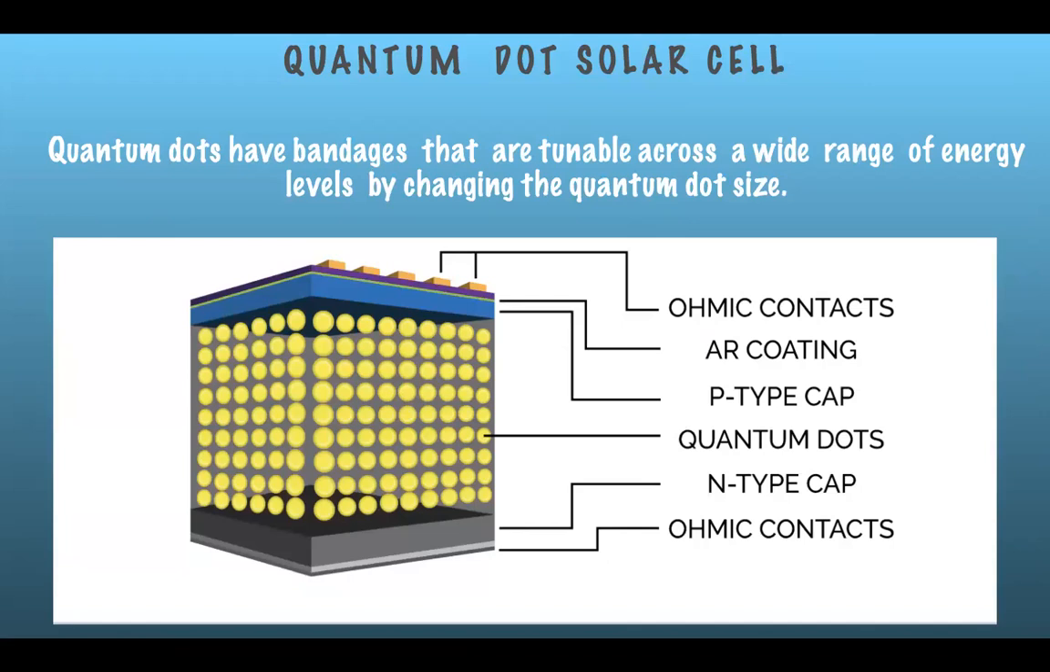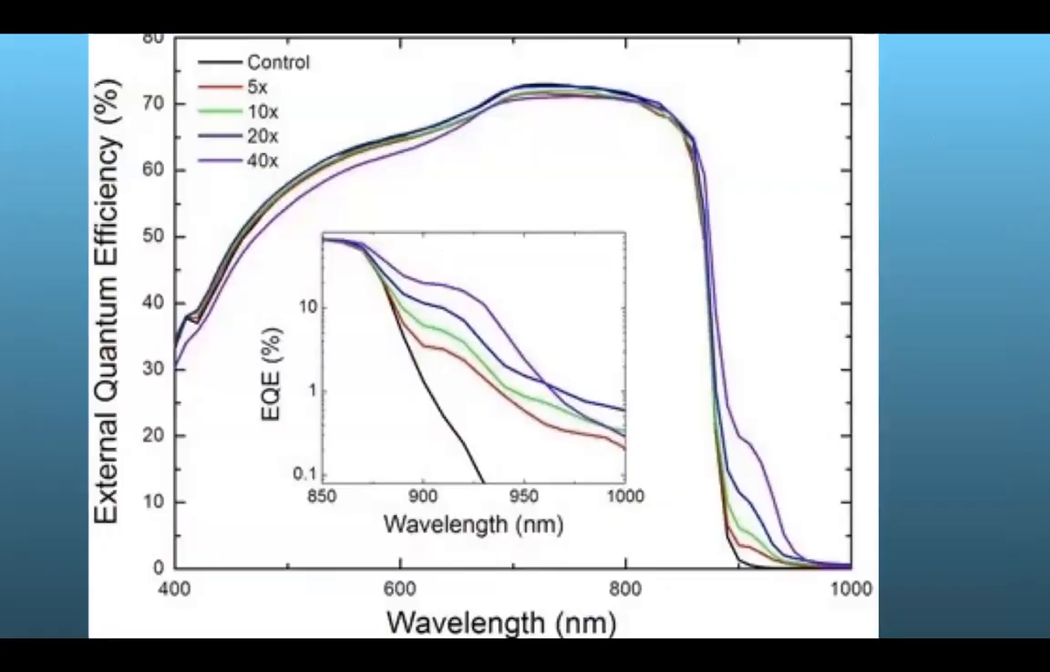At the top is the ohmic contact and then the AR coating. In the middle, you can see the P-type cap. The yellow balls in the middle denote the quantum dots, and below that is the N-type cap, and at last the ohmic contact. This is about the quantum dot solar cell. Here you can see the picture of it. On the y-axis, they took the external quantum efficiency, and on the x-axis you can see the wavelength.